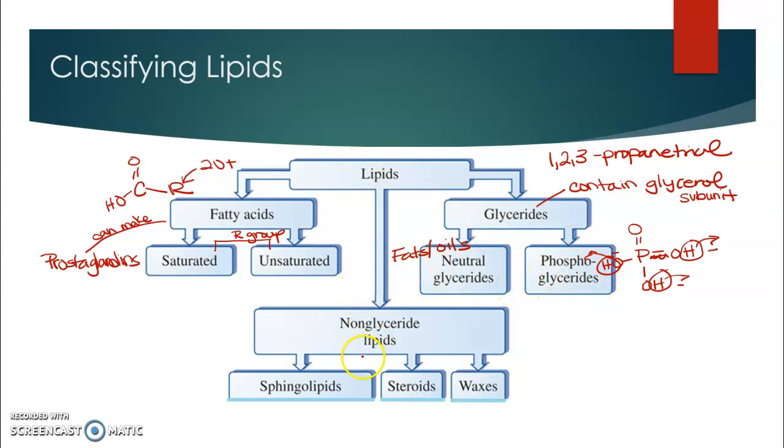And then non-glyceride lipids. What do you think that is? Those are ones that do not have this. They're not fatty acids, and they do not contain a glycerol backbone or subunit. So no glycerol. So that's a pretty big category when you think about it, like the definition being that they do not contain glycerol. So those, we get our sphingolipids, which that name just comes from a really particular compound of which they have or are derived from. Our steroids, such as testosterone and estrogen and cholesterol, and then waxes, like the protective coating on some fruits, and even just your earwax.